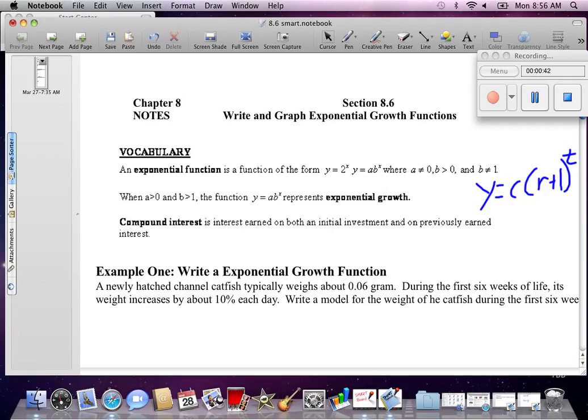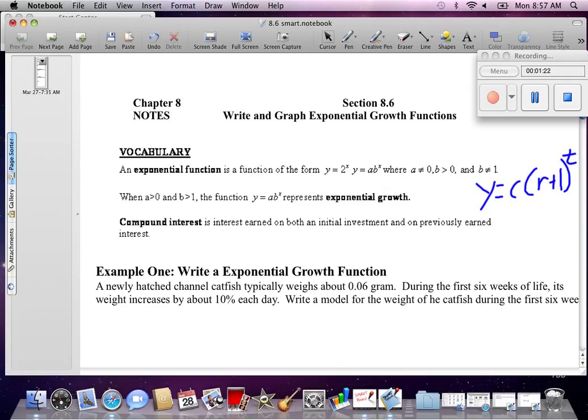In y equals a b to the x, x always stands for time. A always stands for the initial amount, whatever you started with. B always stands for the rate, so it's almost always a percentage. Write that down right now, you guys. A means the initial amount, or your starting amount. B means your rate or percentage. X always stands for time. B stands for your rate. It's almost always a percentage.